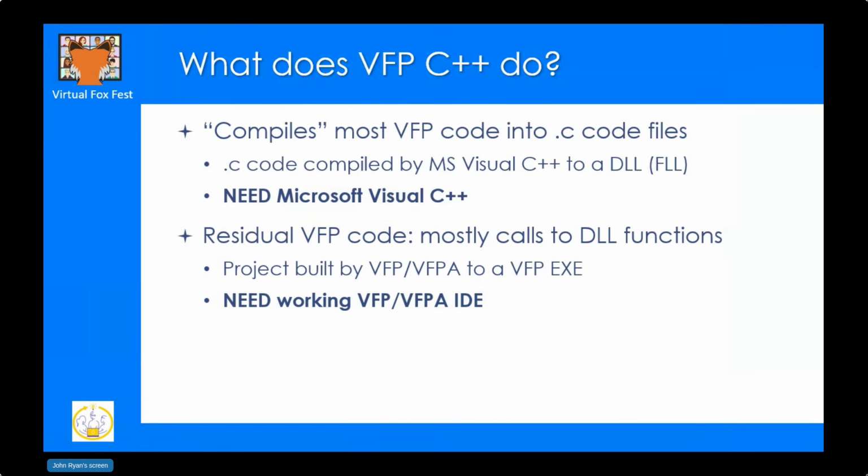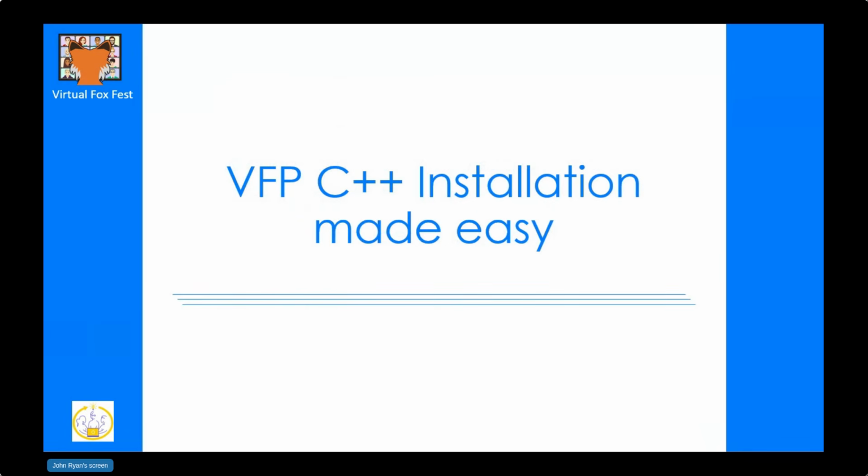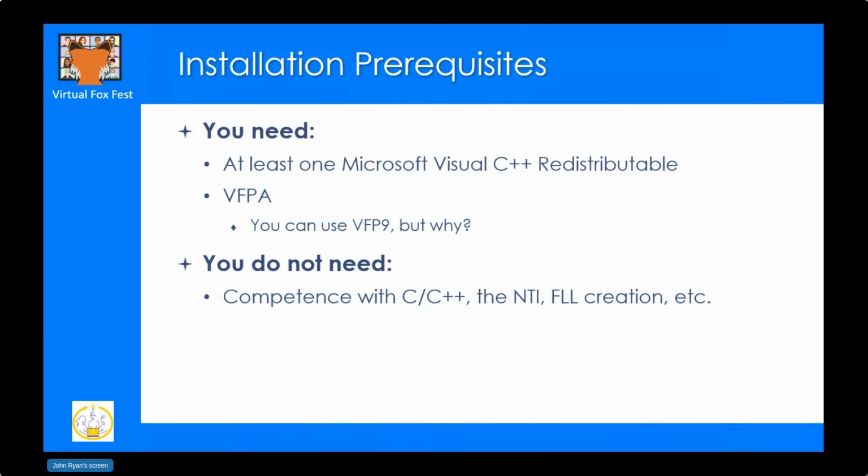It's mostly calling to DLL functions or FLL functions where your code's been moved, but also things that are not code-based like SCXs and VCXs. They still need to be in the VFP project, even though most of the code's been stripped out. And VFP C++ builds that skeleton into a VFP exe. So you need a working development version of VFP or VFPA. Pretty obvious. So I'm not going to spend long on this.